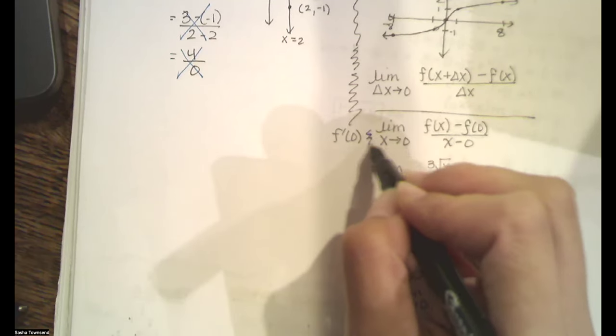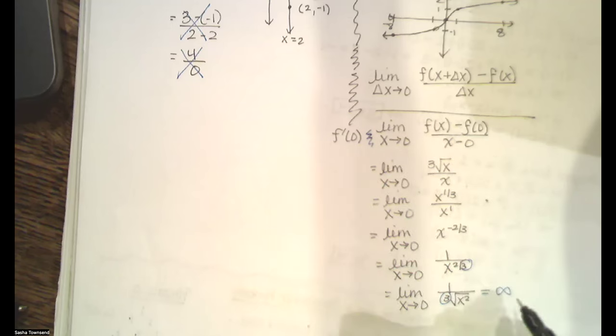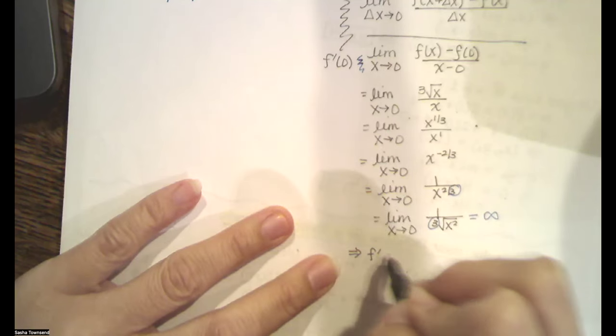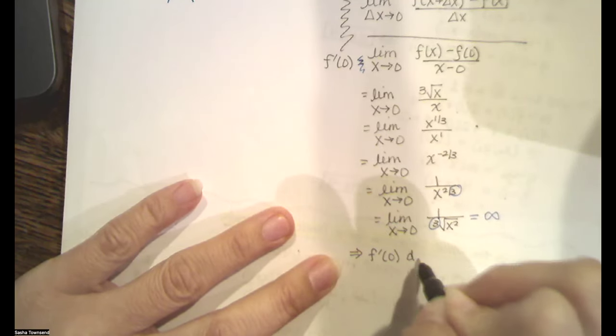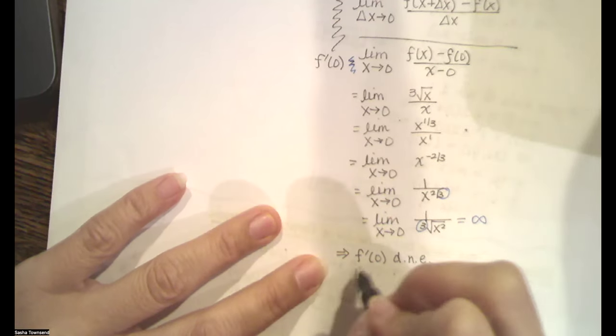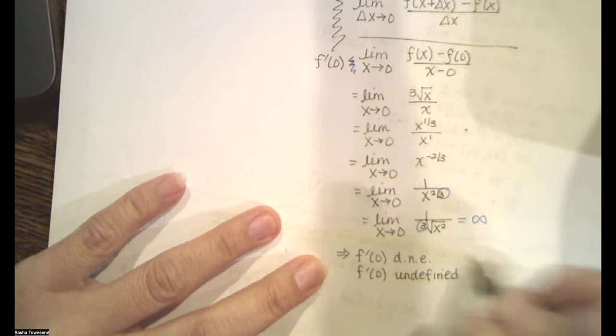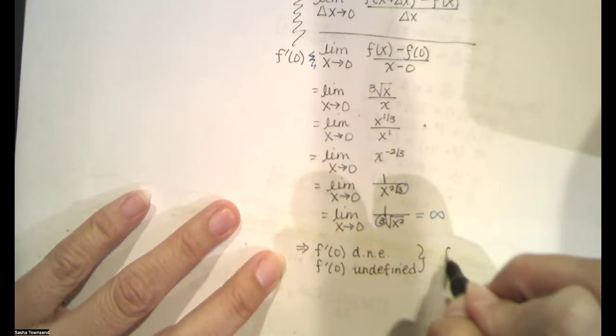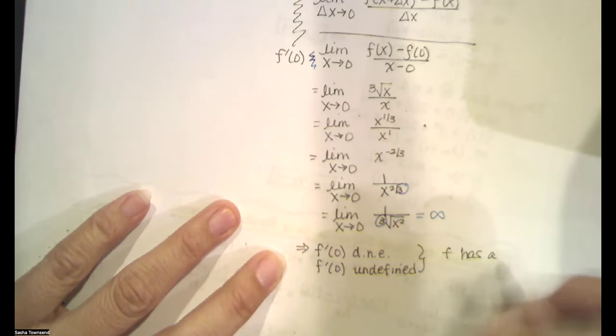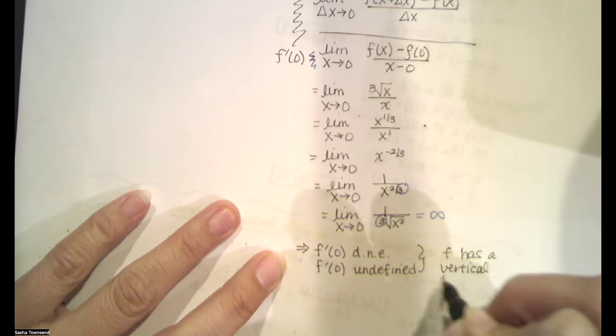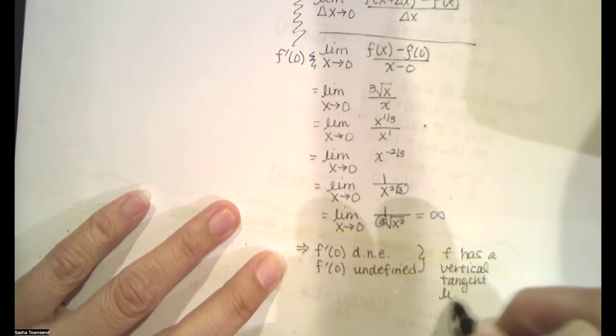So f prime of x is undefined. If it were defined, it would be defined by this limit. But this limit turns out to be infinity. Since the limit is equal to infinity, that tells us that f prime of 0 does not exist. Or we can say that f prime of 0 is undefined. And each of those tells us that f has a vertical tangent line at x equals 0.